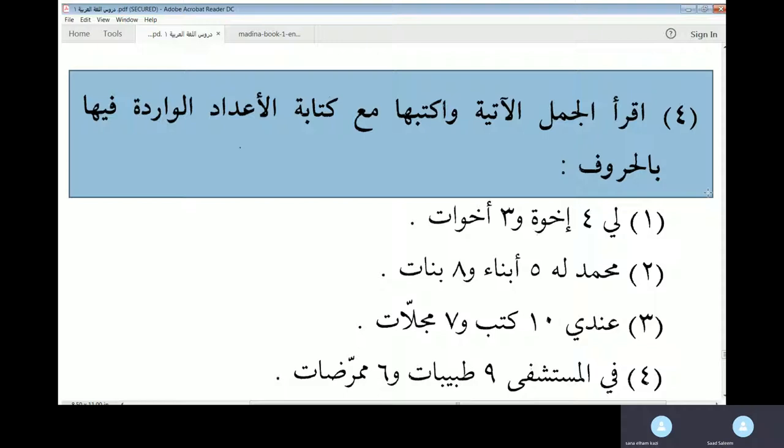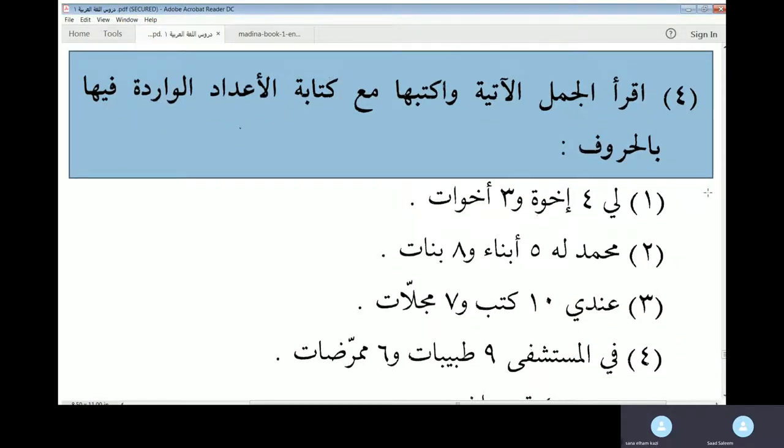Iqra al-jumal al-atiyata, واكتبها مع كتابة الأعداد الواردة فيها بالحروف. Read the following sentences and write them.